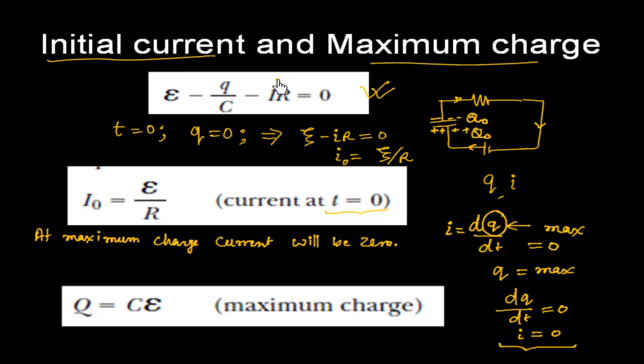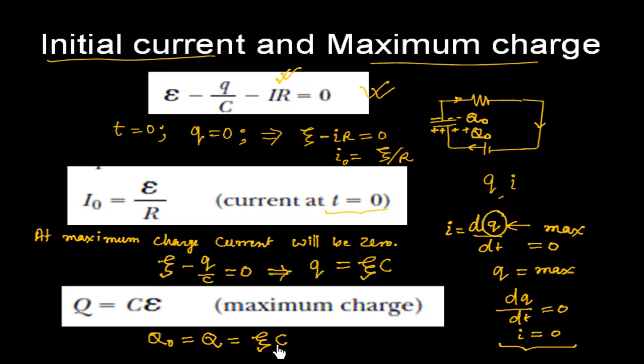So let us put I equals 0 in this equation. We will have xi minus q by c equals 0. So from here I can write q equals xi times c. Some people write this as q naught, and some people write simply q. So q equals xi into c. The maximum charge developed over this capacitor is xi into c.